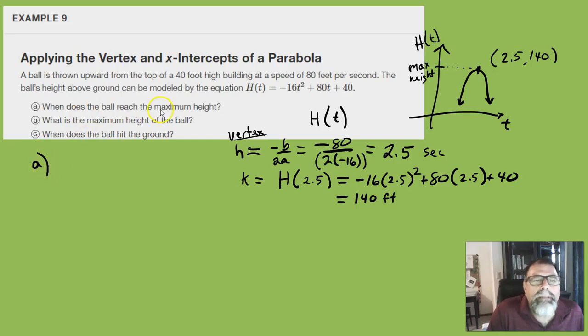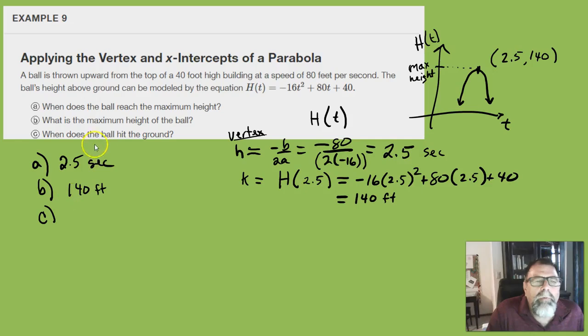Oh, it says when does it hit the maximum height? So that's the h part, in 2.5 seconds. So 2.5 seconds. B, what is the maximum height? That's the y value, 140.